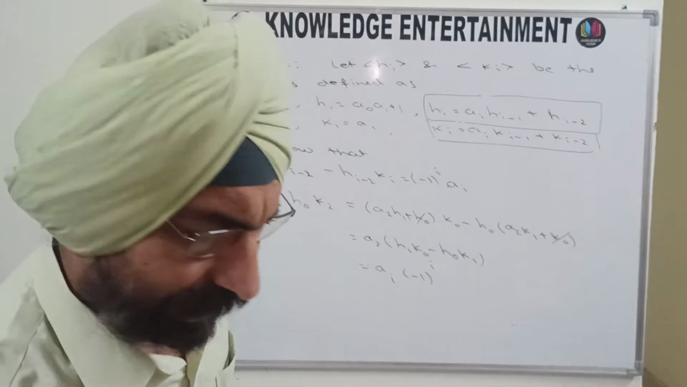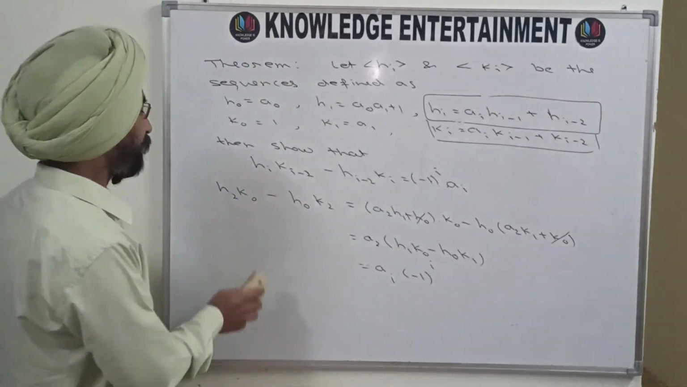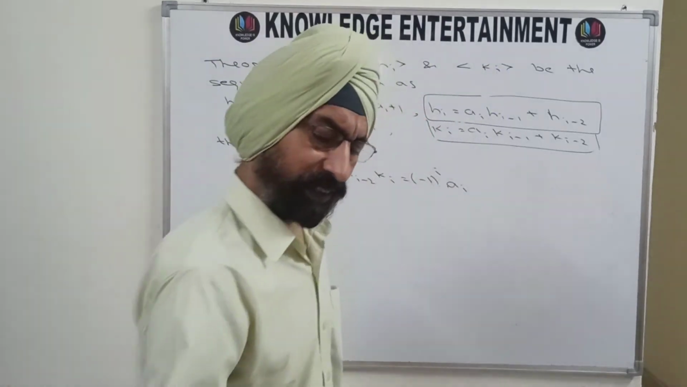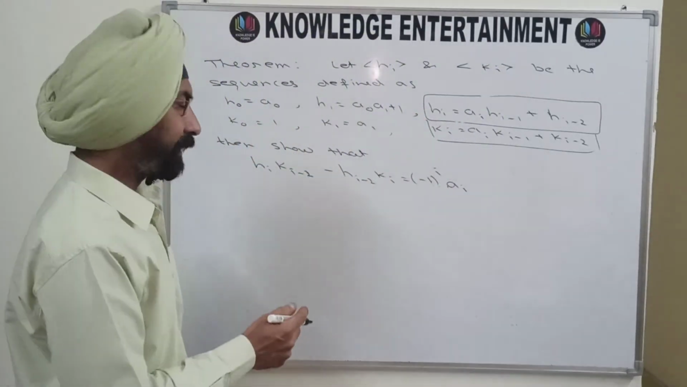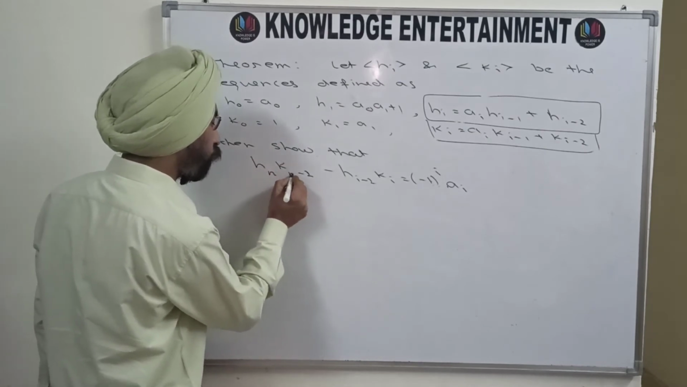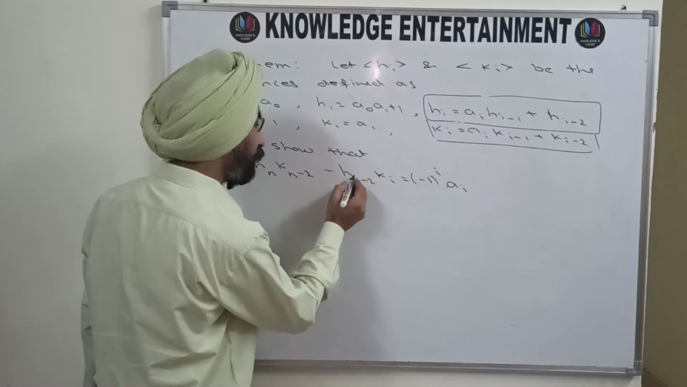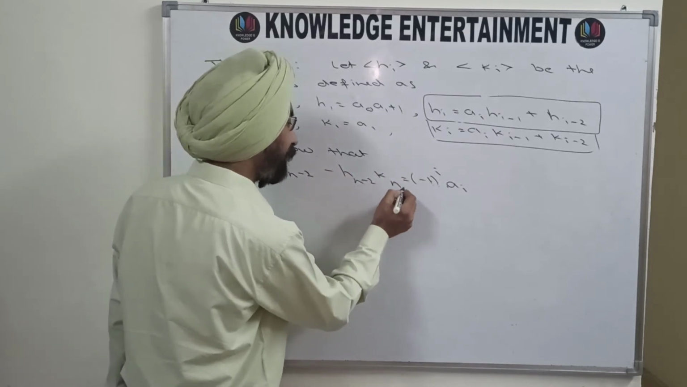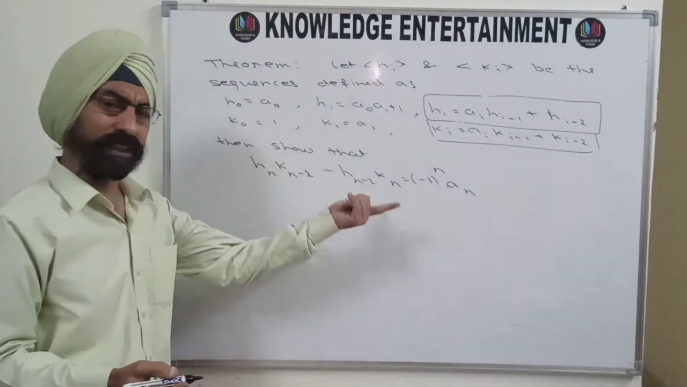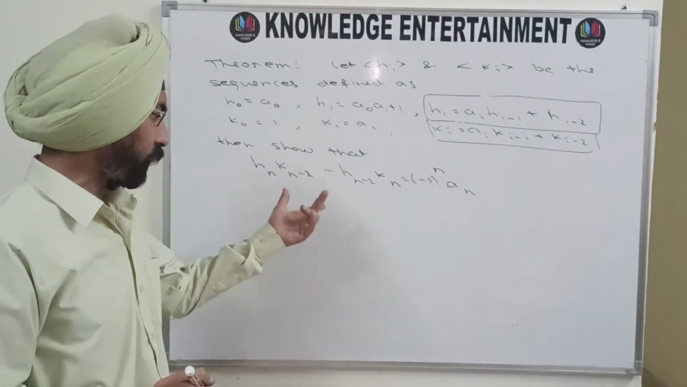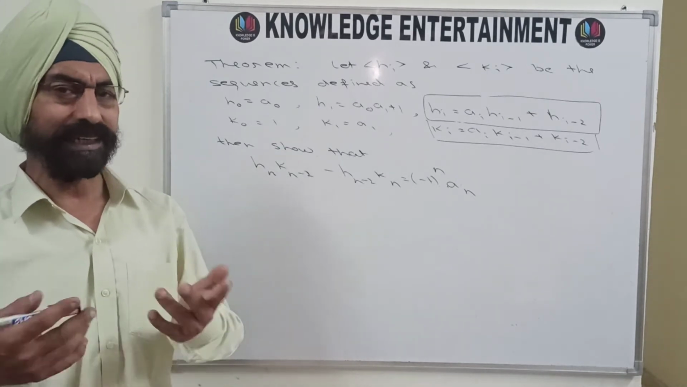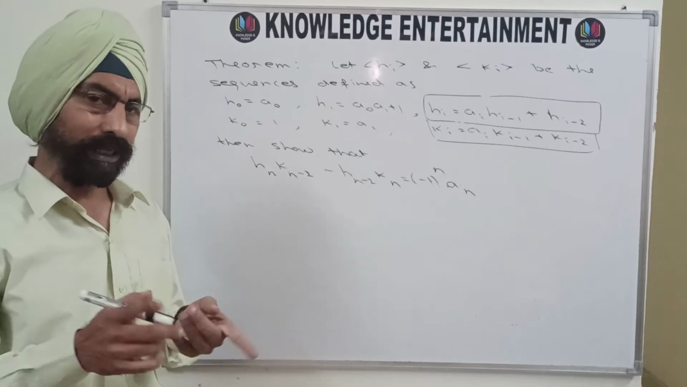And now let us assume, the second step, let us assume that the result is true for i to be equal to n. If the result is true for i equal to n, that means h_n k_{n-2} minus h_{n-2} k_n is equal to (-1) raised to the power n a_n. This is true, this we have supposed. And now we are moving on to the next step of the principles of mathematical induction, that means when i is equal to n plus 1.